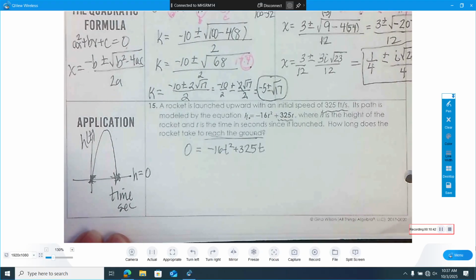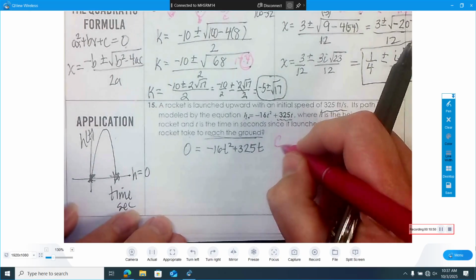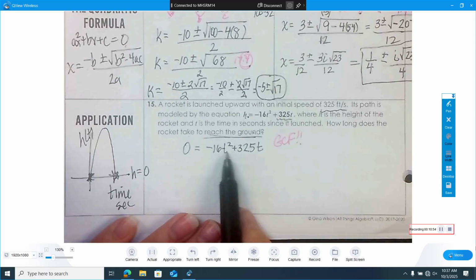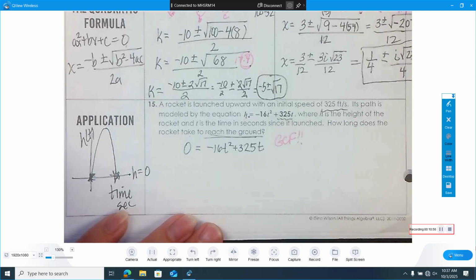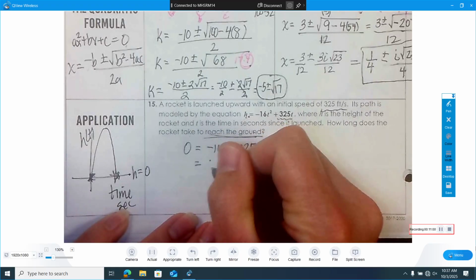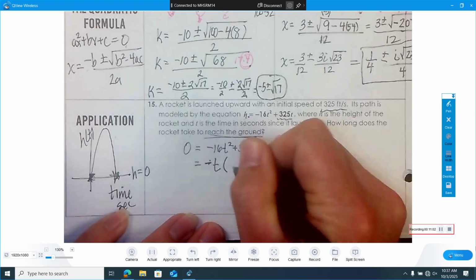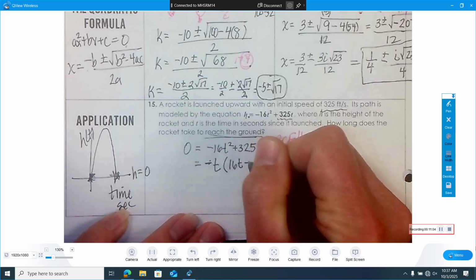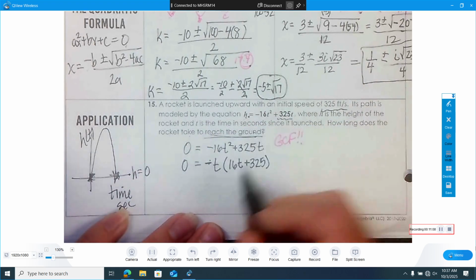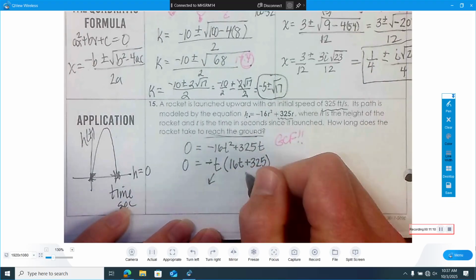I don't want to solve this using the quadratic formula, do you? No, I don't want to use the quadratic formula. GCF would be way better. Greatest common factor is totally the easier way to go here. What do they have in common? A t. I would take out a negative t, that'll work. That's going to give me 16t plus 325. And if I'm doing that, I'm going to set each thing equal to 0.